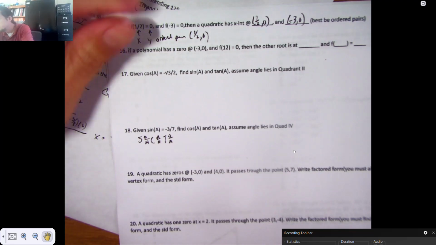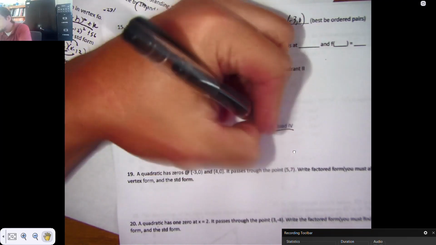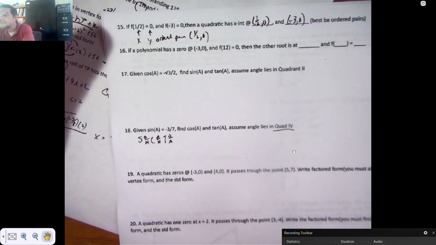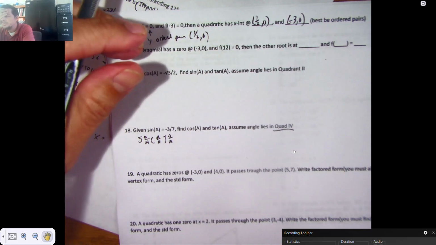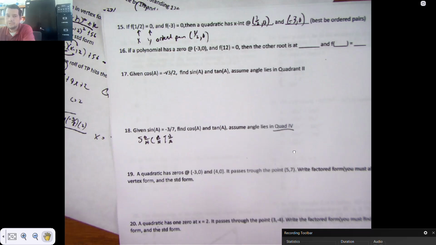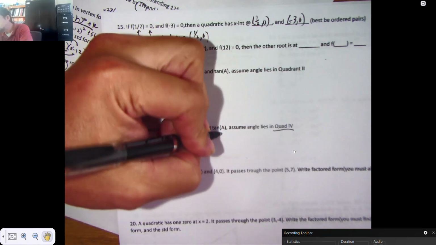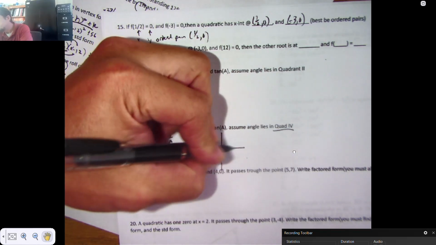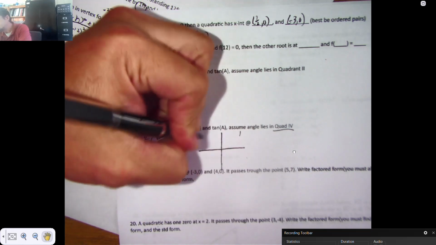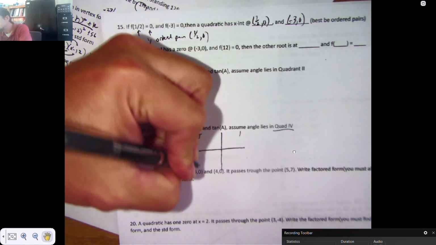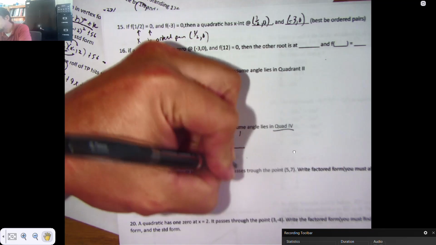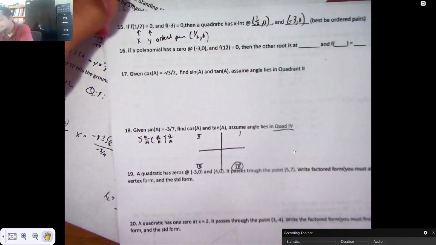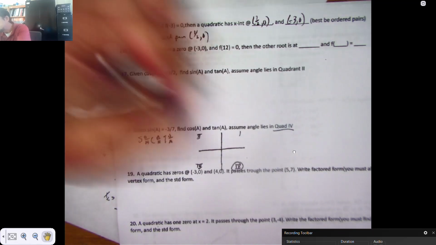Blows my mind. Now, this talks about assuming an angle lies in different quadrants. I know what you were taught last year, and you weren't taught really trigonometry as it's supposed to. You were taught triangle trig. All right, that's what you were taught. Trig is way, way more than that. They're saying assume the angle lies in quadrant 4, which should be this guy right here. That's where she lies. All right, that means that's where I'm going to draw the triangle.